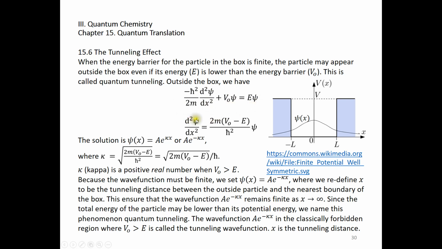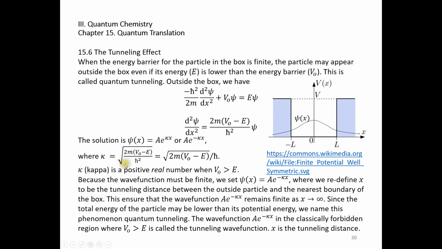The second derivative of psi is equal to 2m (V0 minus E) over h bar squared times psi. The second derivative of a function is itself multiplied by a constant. So naturally, we think of exponential functions. The solution is indeed either e to the power of kappa x or e to the power of negative kappa x. A is just the normalization factor.